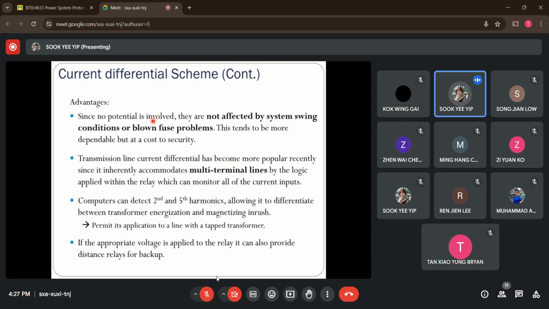So basically, the problems that affect distance protection, as I've been saying just now, like power swing situations and blown fuses, will not cause it to maloperate, but it is much more expensive in terms of applications. Besides transmission lines, current differential has become much more popular recently due to its inherent ability to accommodate multi-terminal lines with proper logic applied within the relay.